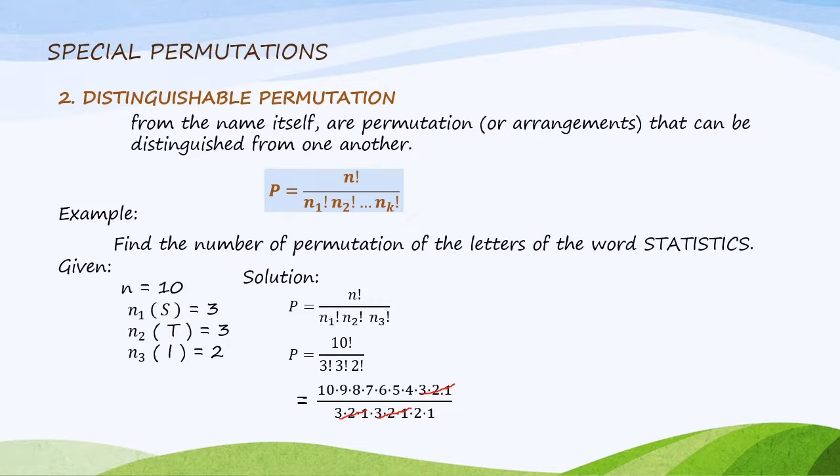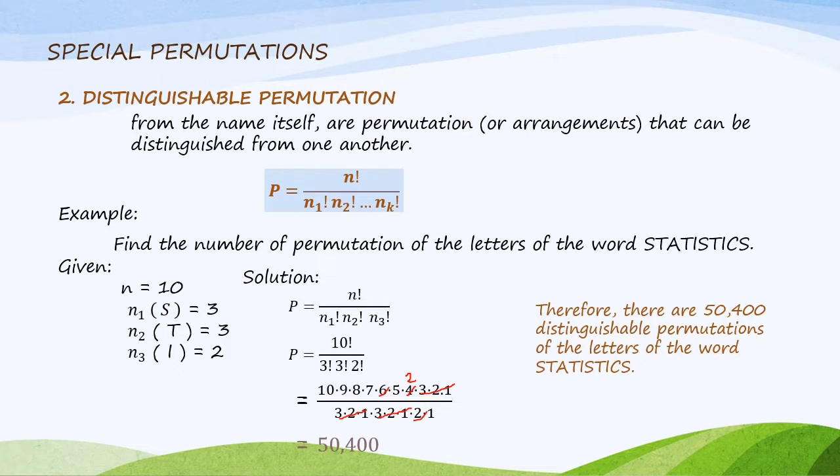So let us now cancel 6 and 3 times 2 times 1. Then we can also cancel 4 and 2 times 1. So 4 divided by 2 is equal to 2. So let us replace 4 by 2. Then multiply the remaining factors. So that is now equal to 50,400. Therefore, there are 50,400 distinguishable permutations of the letters of the word statistics.